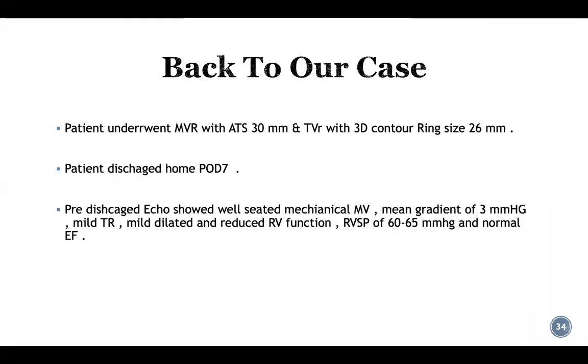So now we'll go back to our case. Our patient went to an MVR plus ATS30 plus tricuspid valve repair with a 3D contour ring size 26. Patient, as I mentioned before, has AFib and her TR was borderline. The annulus wasn't 40 for the guideline. So per guideline, she's 2B, but remember, she has AFib that wasn't addressed. There is mild to moderate RV dysfunction. I showed it to you in the echocardiography.